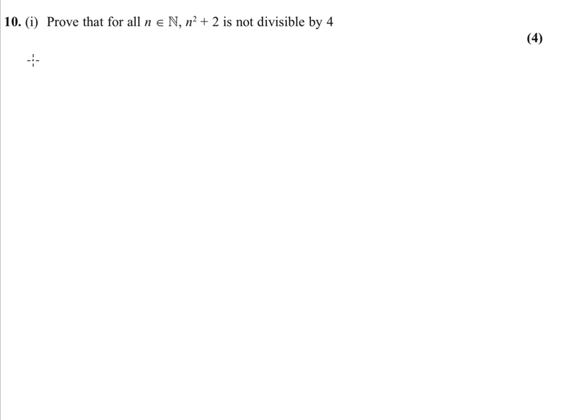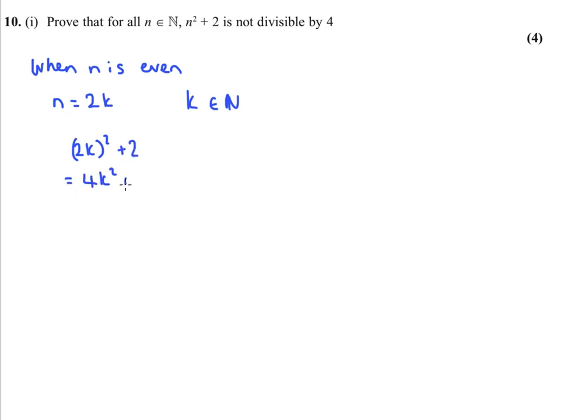So if we look at the case for when n is even. When n is even, we can write n as two lots of any number k, where k is a natural number. When we substitute that into n squared plus 2, we get 2k all squared plus 2, which multiplies out to 4k squared plus 2.